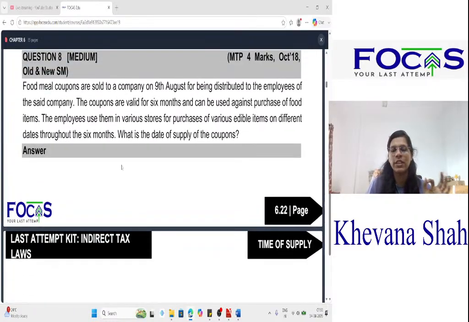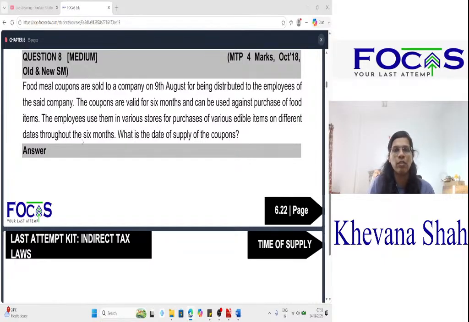Now question number 8. Food meal coupons are sold to a company on 9th of August for being distributed to the employees of the said company. The coupons are valid for 6 months and can be used against purchase of food items. Okay, so this is a kind of voucher that you can purchase for food items. The employees use them in various stores for purchases of various edible items on different dates throughout the 6 months.